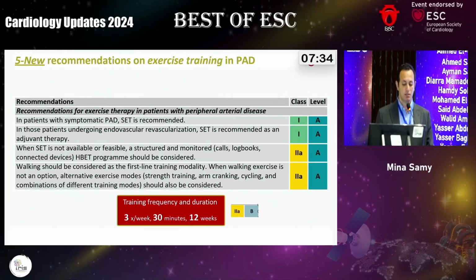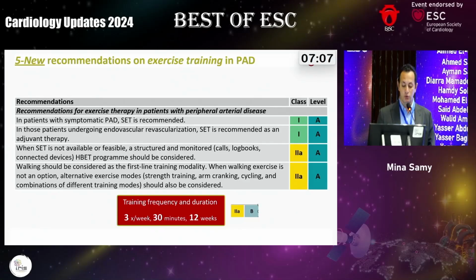Regarding the exercise, it's class 1, level of evidence A, to have supervised exercise training. It is also recommended as an adjuvant therapy for those who are undergoing endovascular repair. When supervised exercise training is not available or not feasible, we can help the patients with calls or logbooks or connected devices.